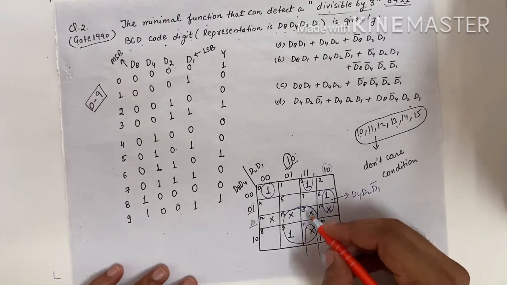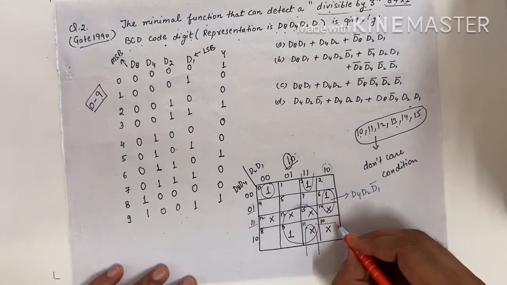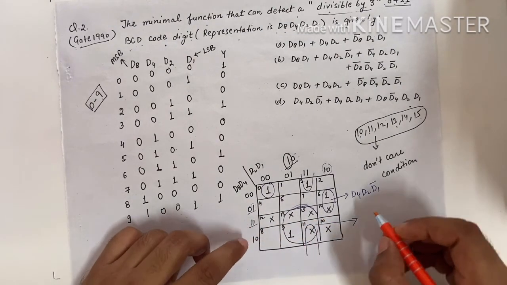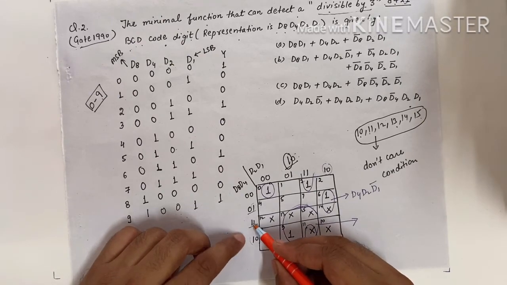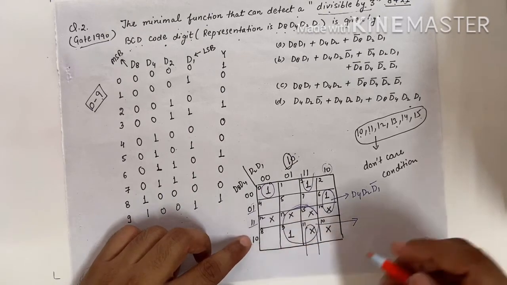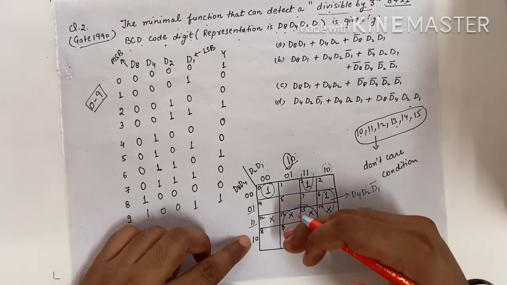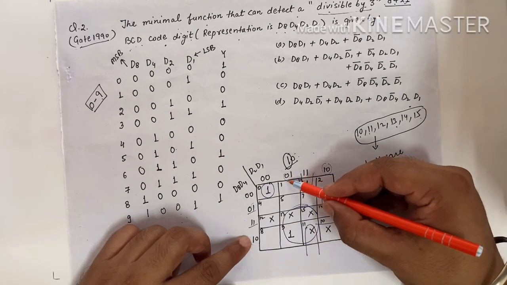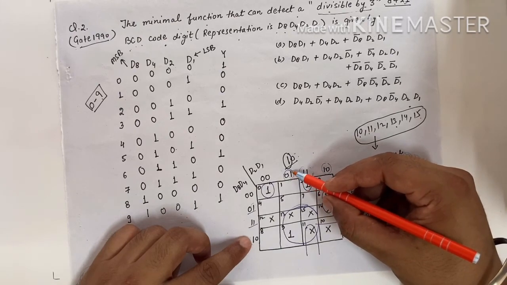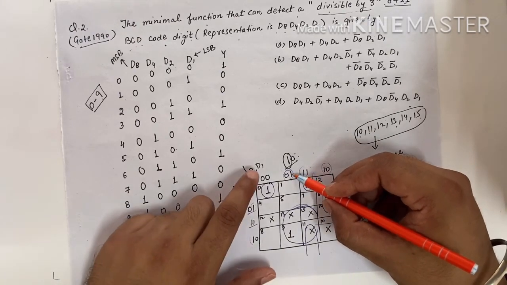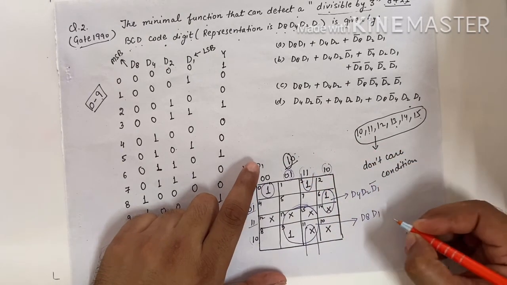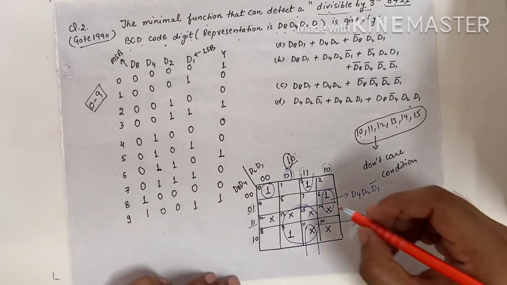Now we have to write the Boolean expression of this octet. This octet we have right here. In the left we can see 1 1 is there and 1 0 is there. 1 is common here, 1 is here and 1 is here. Then 1 is represented by D8, so we write D8 here. Now we can see in the top, this is 0 1 and this is 1 1. What is common? 1 is common, that is the second bit. Second bit is represented by D1, so this is D1.